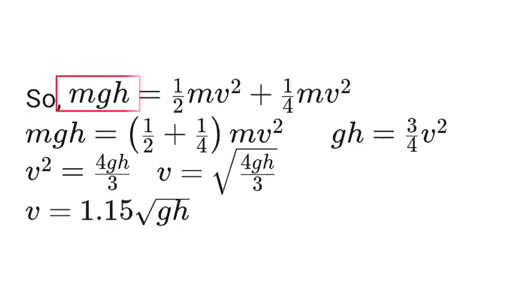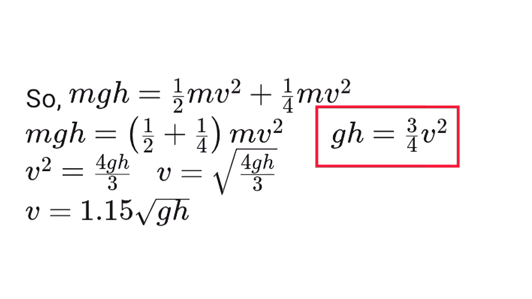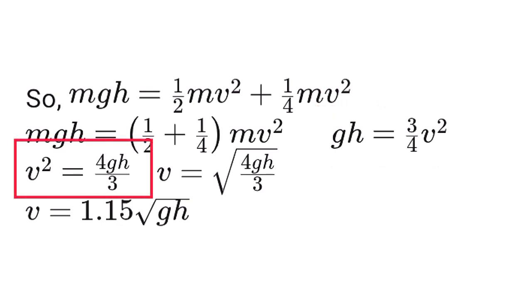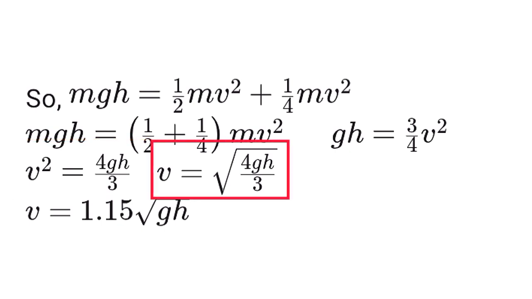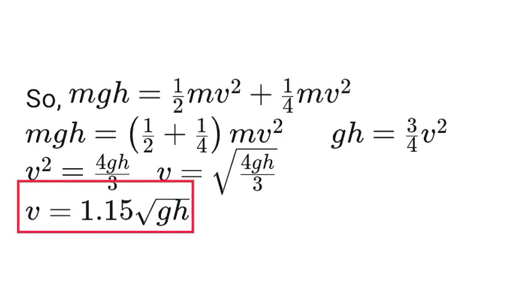So, mgh equals 1 divided by 2 multiplied by mv squared plus 1 divided by 4 multiplied by mv squared. mgh equals 1 divided by 2 plus 1 divided by 4, multiplied by mv squared. Canceling mass from both sides, gh equals 3 divided by 4 multiplied by v squared. v squared equals 4gh divided by 3. Taking the square root of both sides, v equals 1.15 multiplied by the square root of gh.